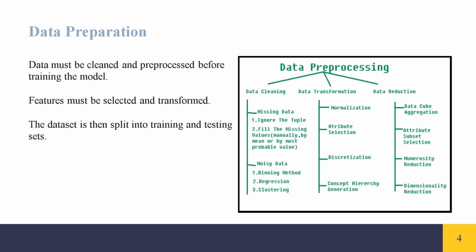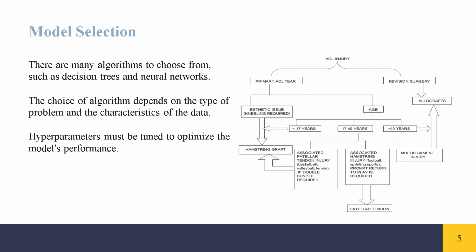Data must be cleaned and preprocessed before training the model. Features must be selected and transformed. The dataset is then split into training and testing sets. There are many algorithms to choose from, such as decision trees and neural networks. The choice of algorithm depends on the type of problem and the characteristics of the data.